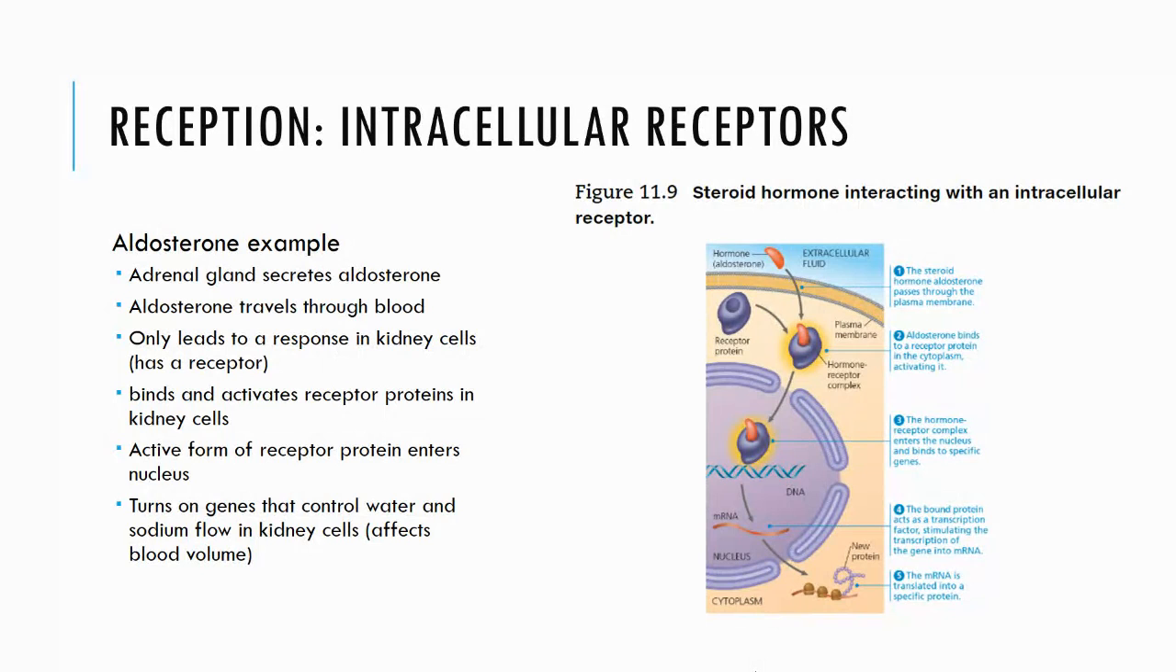So the hormone just squiggles right on through the plasma membrane, binds to a receptor protein, makes its way into the nucleus, and then turns a gene on. So the DNA is transcribed into mRNA and then translated into a protein. I know we haven't gone over protein synthesis yet, but we will shortly after winter break.